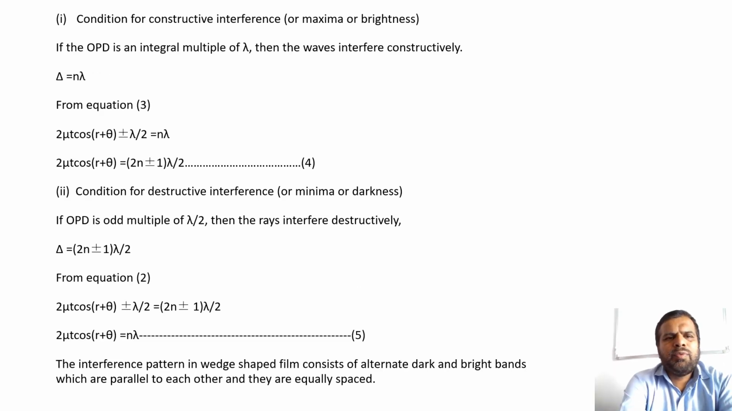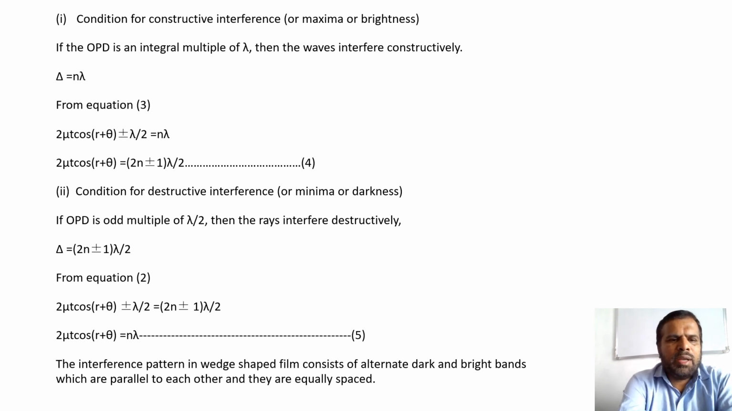First one, condition for constructive interference, that is for maxima or bright fringe. If the optical path difference OPD is an integral multiple of lambda, then the waves interfere constructively. Delta is equal to n lambda. From equation 3, 2 mu t cos of (r plus theta) plus or minus lambda by 2 is equal to n lambda, or 2 mu t cos of (r plus theta) is equal to (2n plus or minus 1) into lambda divided by 2. Call this equation number 4. When this condition is satisfied, the film will appear bright.